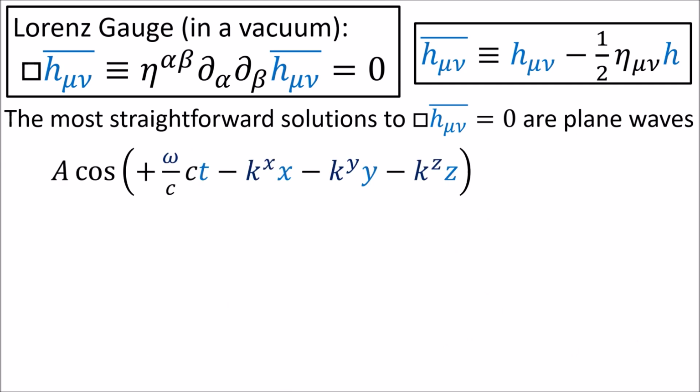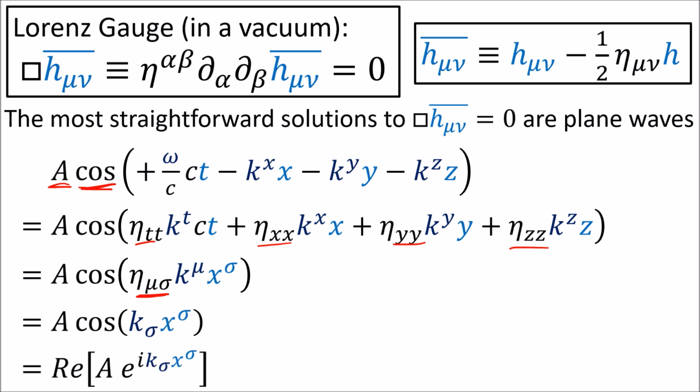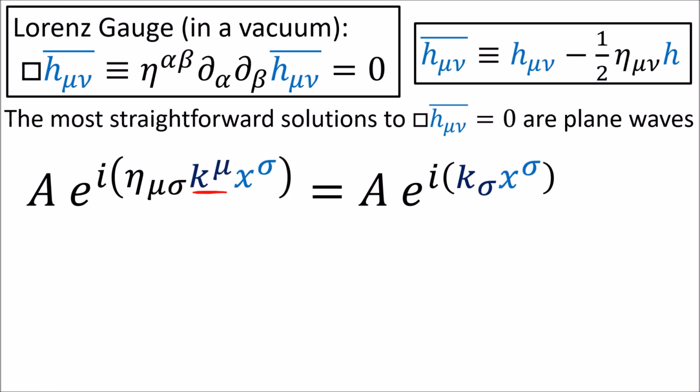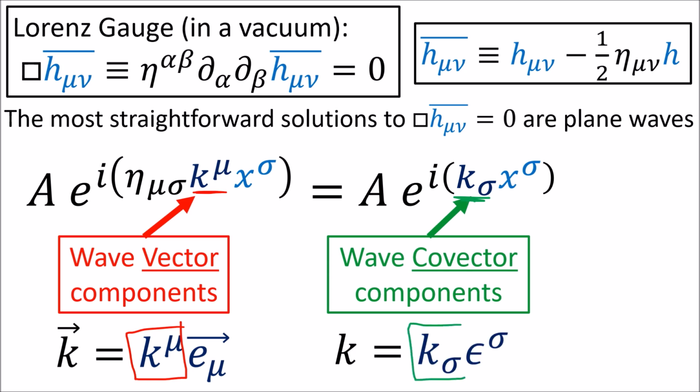In flat space-time, a plane wave is written as an amplitude times a cosine. We can also rewrite the coefficients with a sum with the Minkowski metric, or rewrite it as the real part of a complex exponential. So in this video, I may write plane waves as complex exponentials for convenience, but the true gravitational wave is just the real part. These k coefficients, when written with upper indices, are the components of the wave vector. And when written with lower indices, they are the components of the wave covector, which we discussed in Relativity 106a when we talked about relativistic Doppler shift.